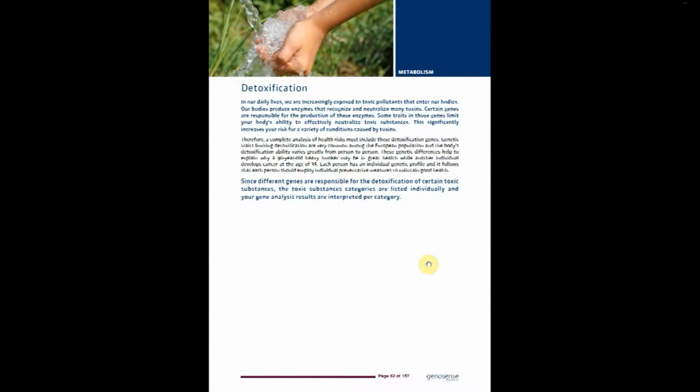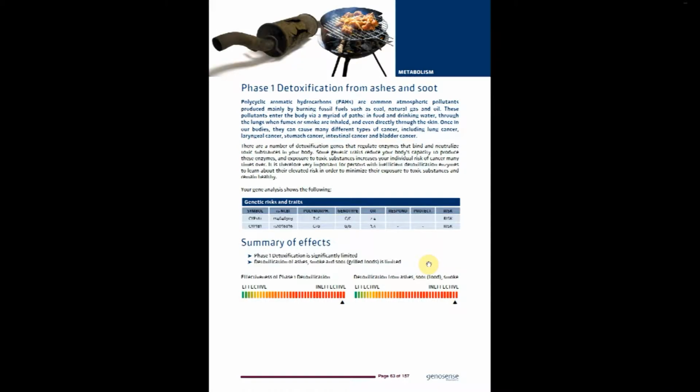All right, let's look at your results. Again, on this page you will find some general information to read through it. And here is phase 1 detoxification. And this is all about ash, soot, smoke and burnt things.